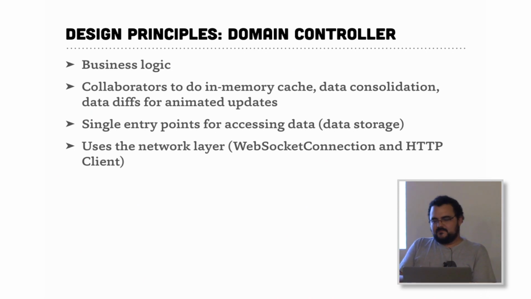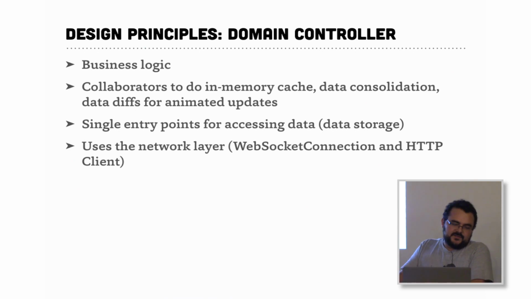So for example, as you are navigating throughout the app and you change tabs, there might be a difference between the previous data we had and the new one. We have some components to also create data diffs on the data that's in memory, so you can do, you know, animated table updates.